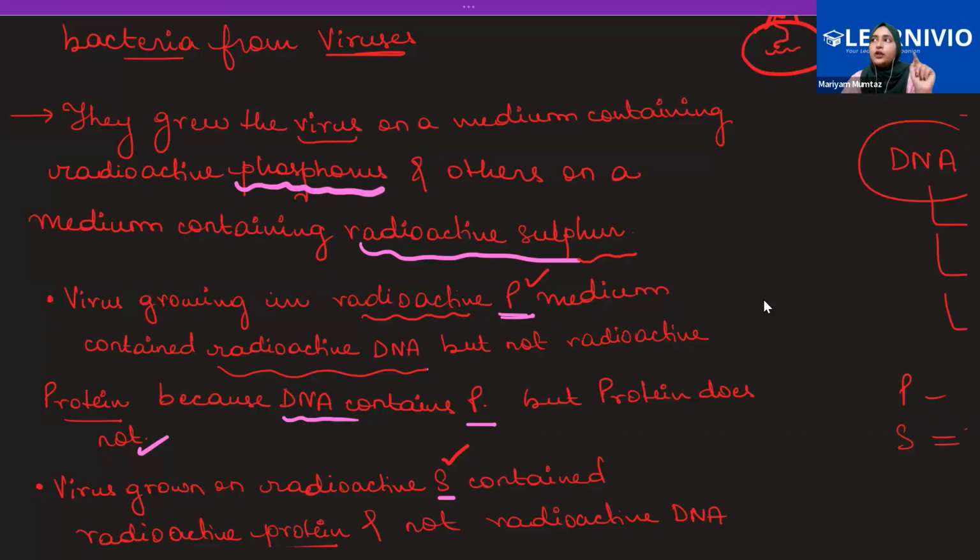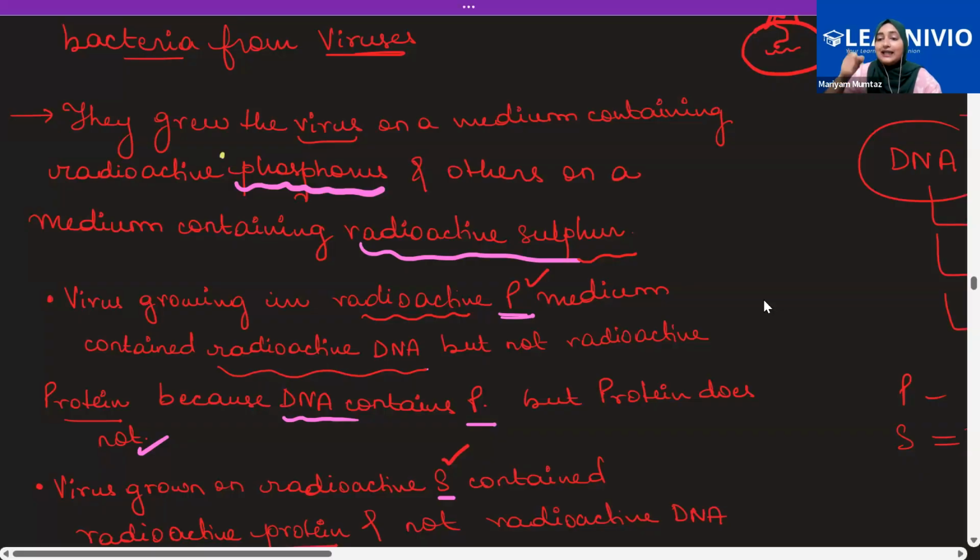Now, how many of you know what proteins are made up of? Amino acids, right? So when multiple amino acids come together, they make the protein. And there are many amino acids that contain sulfur. Okay. Now, the whole concept behind this is that, for example, DNA has a phosphate group present in it. And if you are growing the virus in radioactive phosphorus, this radioactive phosphorus is going to get linked with the phosphorus of the DNA.